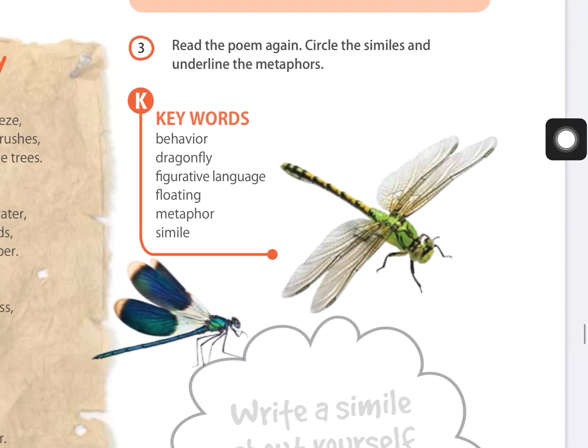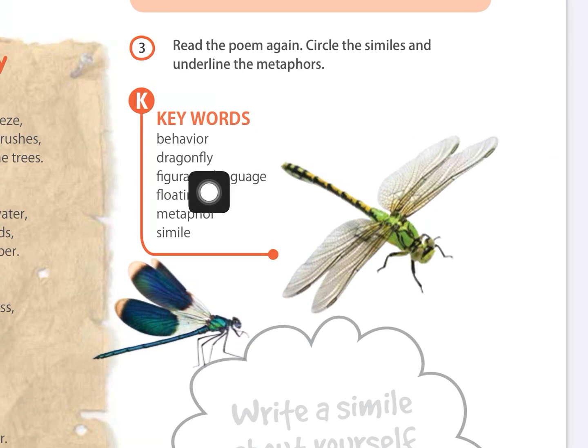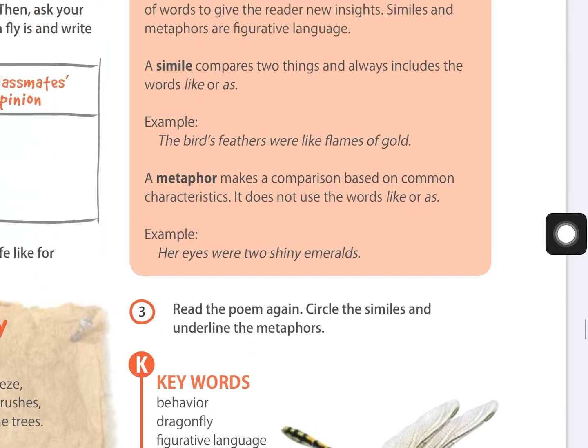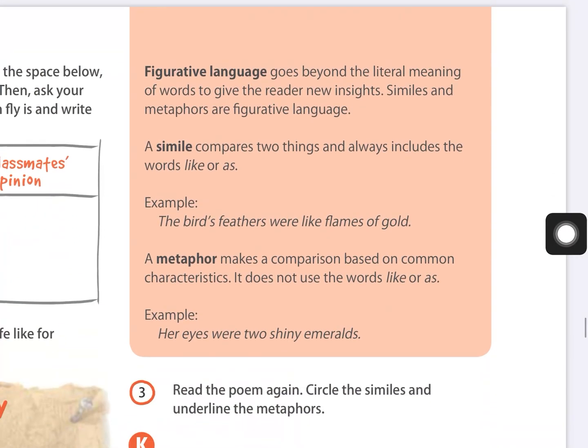Some keywords are: behavior, dragonfly, figurative language, floating, metaphor, and simile. Here you are going to write a simile about yourself with your full attention. Remember that in class we are going to review this. A simile compares two things and always includes the words like or as. Yes? Like the example, the bird's feathers were like flames of gold.